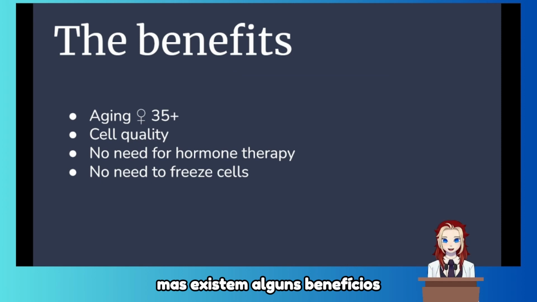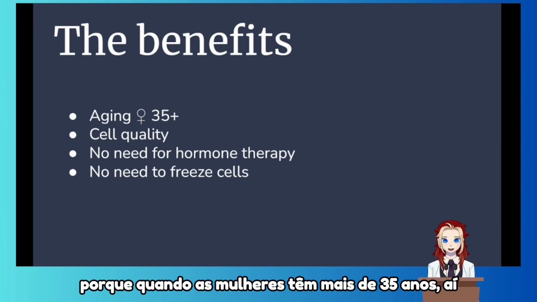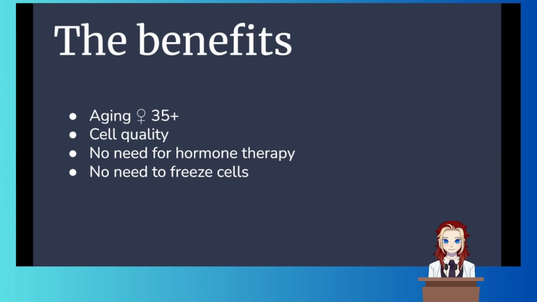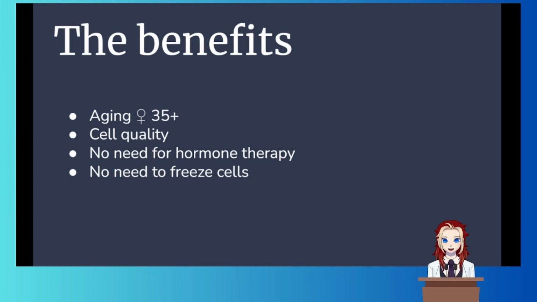But there are some benefits. What are the benefits of this technique? So in human reproduction, there is a problem with the aging of women, because when women are 35 plus, the egg cells are not the same quality as they used to be. The quality drops tremendously. But if we used the iPS cells, it would probably be expensive, yes.